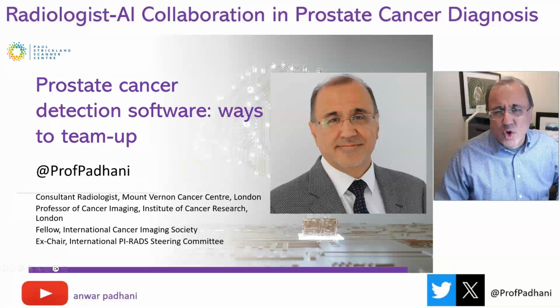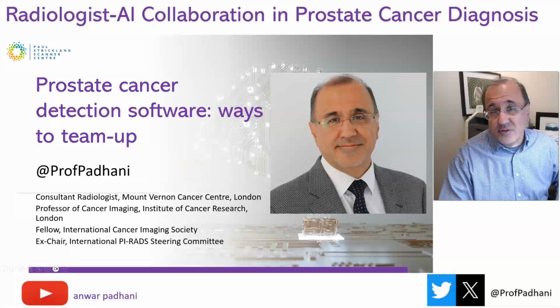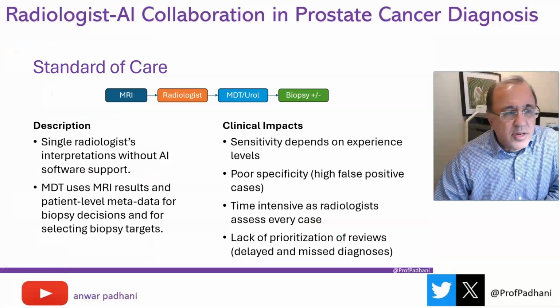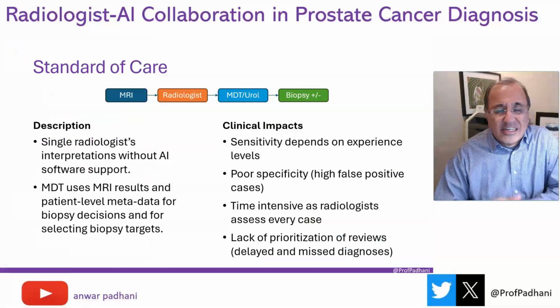Hello everybody. Over the next few minutes we will discuss how we might team up with AI software to deliver the benefits for patients that we all want to do. Now, before we start the discussion, let's talk about what we do currently.